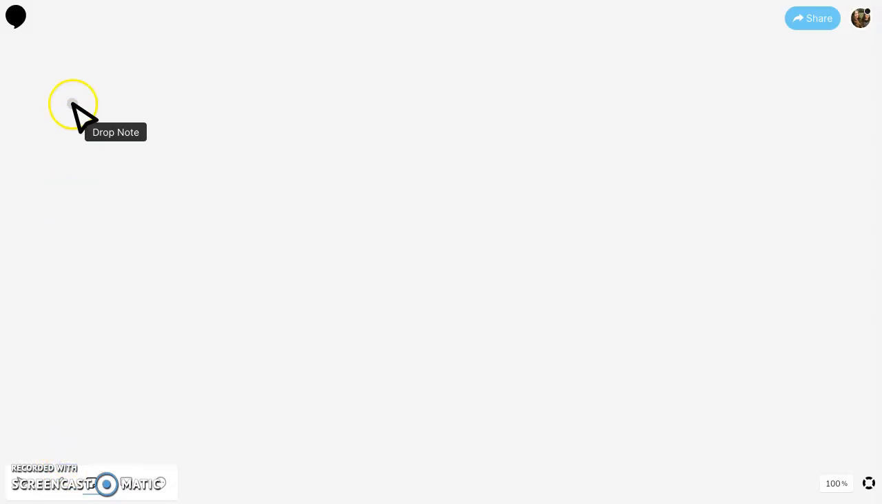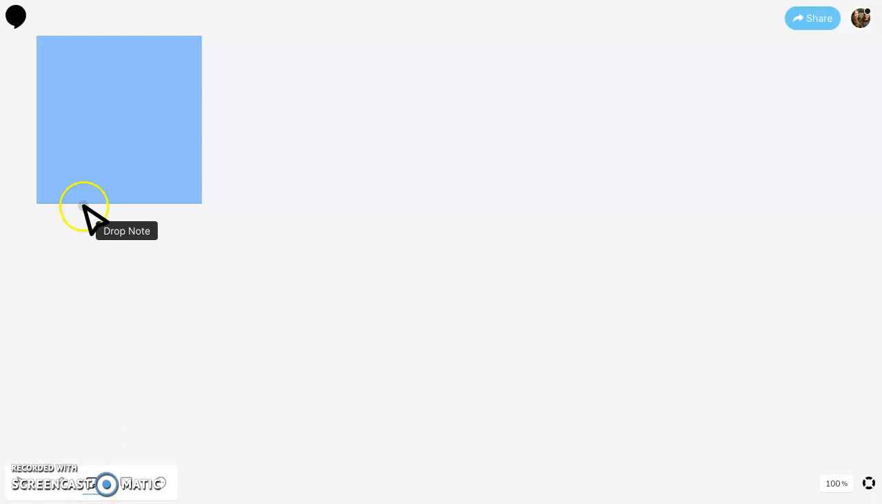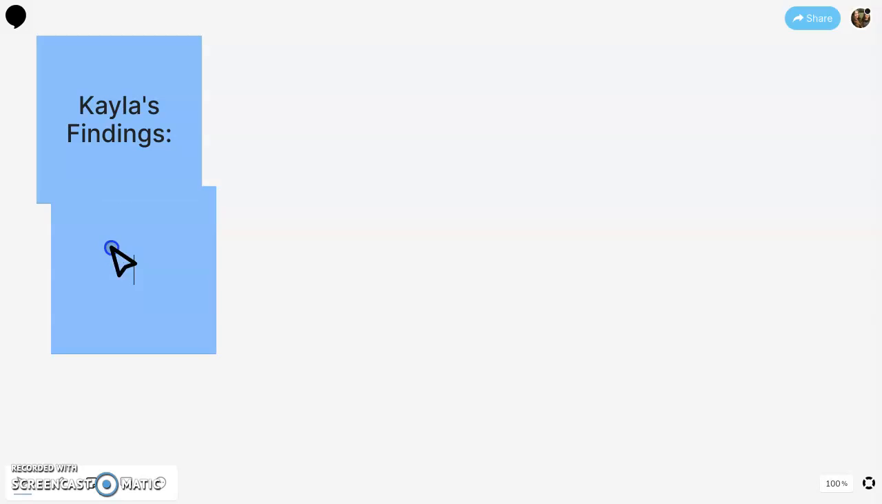So you're basically going to be dropping notes that communicate your findings. What I recommend is each group member has their own color of note. So for example, oh, I made too many. For example, if you are in a group with Kayla, then Kayla would have her own color, so Kayla is blue in this example.